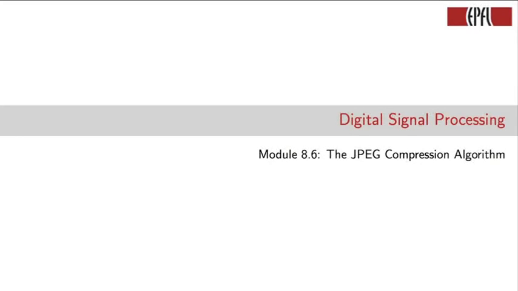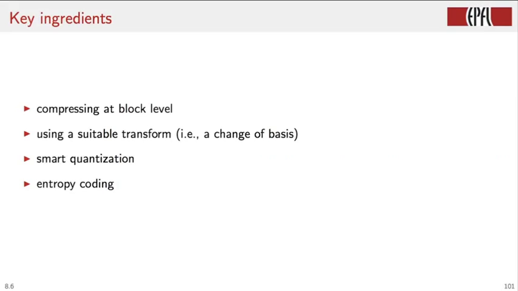Hi and welcome to Module 8.6 of Digital Signal Processing, in which we will talk about the JPEG compression algorithm. We have seen in the previous module that the key ingredients for a successful image compression algorithm are compression at block level, using a suitable transform to change the bases that represent our blocks, smart quantization, and entropy coding.